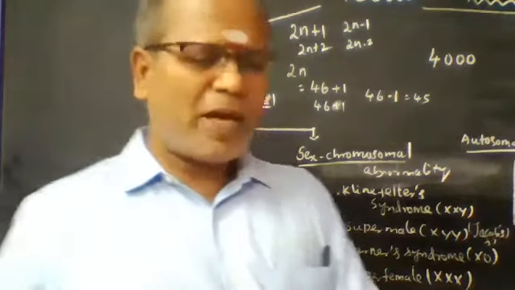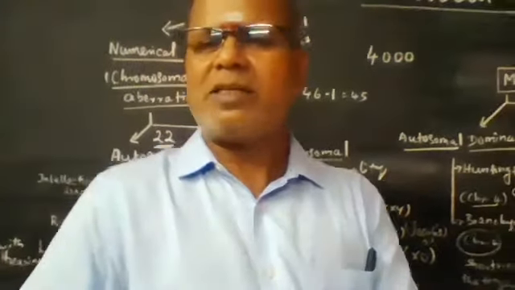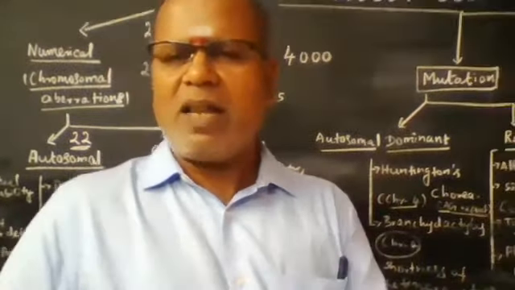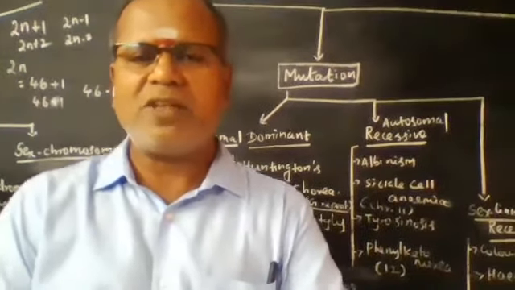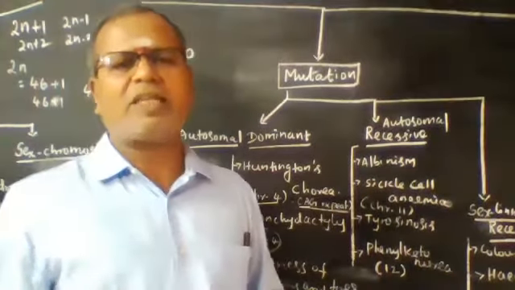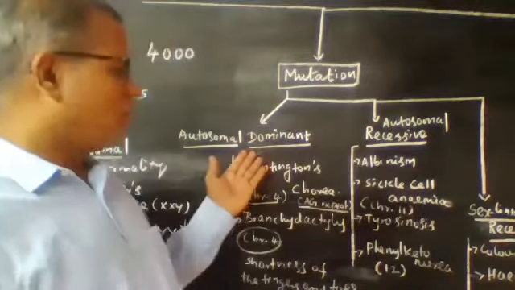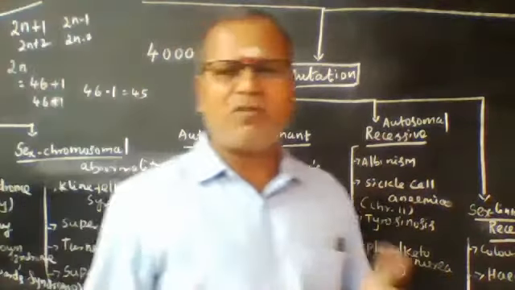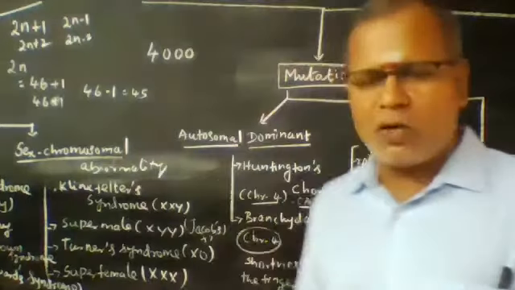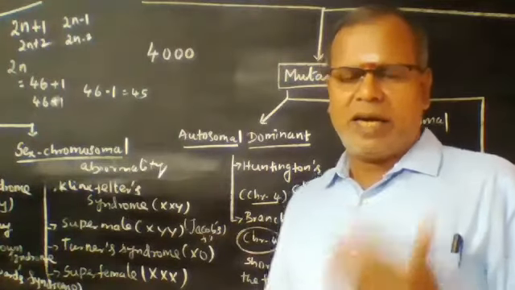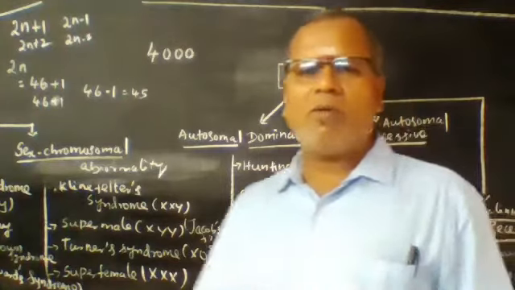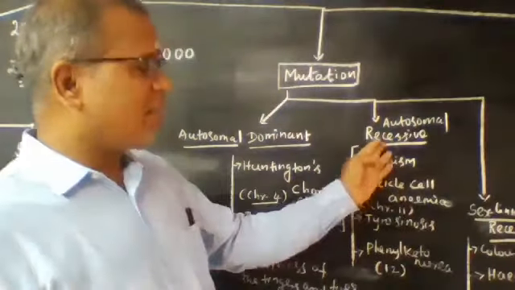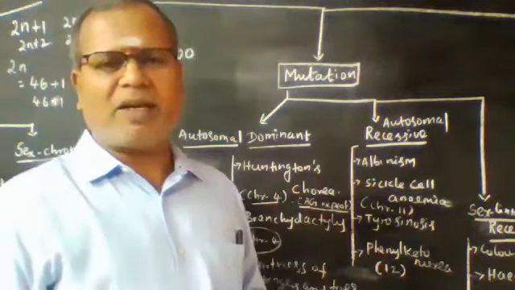Next is mutation. Sudden spontaneous deviation from the wild type is said to be mutation. Autosomal dominant as well as autosomal recessive mutations are reported. Autosomal dominant means the recessive gene is replaced by a dominant one. Here the dominant is replaced by a recessive one.